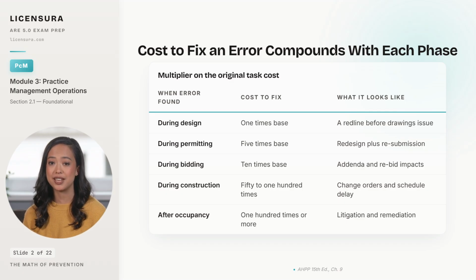Caught during construction, you are writing change orders, accepting schedule delay, and frequently absorbing some of the cost yourself to keep the client whole, which puts you at 50 to 100 times the base. And caught after occupancy, the error becomes litigation, remediation, and reputational damage, easily 100 times the original cost and sometimes far more. This is why every quality system the module covers earns its keep by moving error detection earlier in the timeline. Now examine what specifically breaks down when each of the underlying systems is missing.